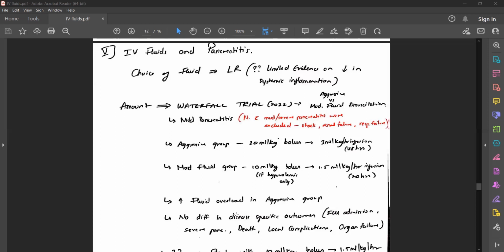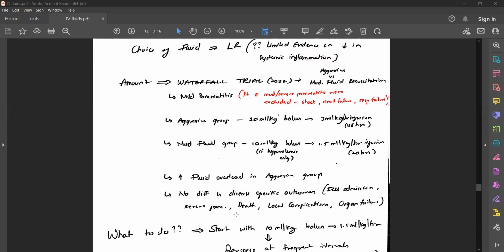This is based on some limited amount of evidence that lactated Ringer's is better to reduce the systemic inflammation. And we have the most recent WATERFALL trial, published in 2022, which compared aggressive fluid resuscitation versus moderate fluid resuscitation. And they found that using moderate fluid resuscitation was associated with lower chances of volume overload. And this trial was done mainly in mild pancreatitis patients.